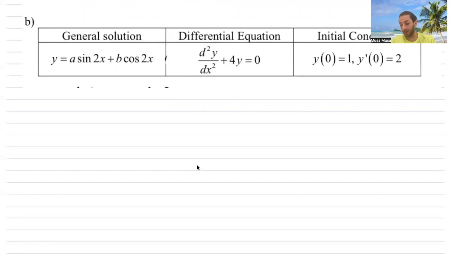Okay, once you've had a go, I will go through the solution. So first we need to show that the second derivative of this satisfies this. And then we need to find the a and the b.